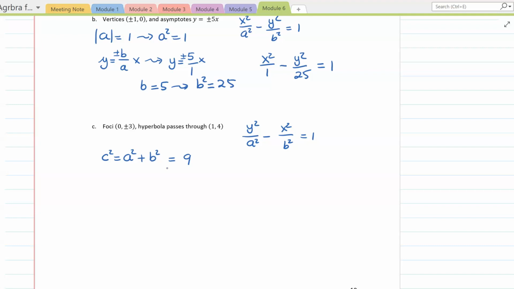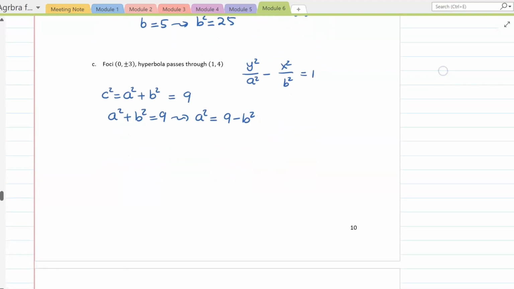So let's see if we can come up with an equation and solve this. If a squared plus b squared equals 9, this means a squared is equal to 9 minus b squared. I will go ahead and substitute this into my standard equation. So this means y squared over 9 minus b squared minus x squared divided by b squared equal 1. And if this hyperbola passes through the point 1, 4, I know the value of x and I know the value of y. I can plug this into the equation.